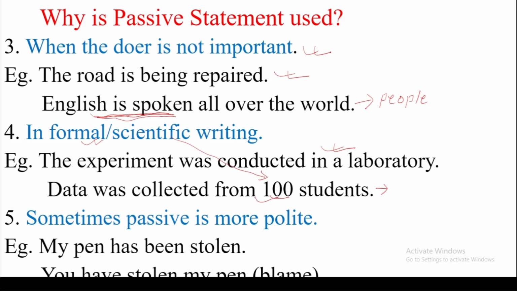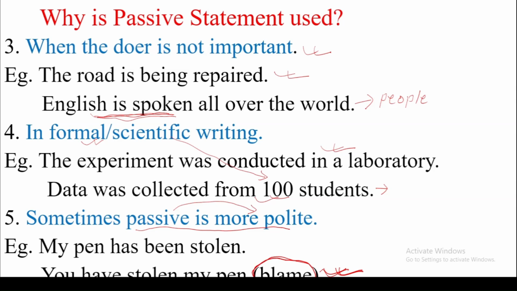The other is, sometimes passive statements are more polite than active statements. It means passive statements are more polite than the active ones. If you say to someone, you have stolen my pen, you have stolen my pen, if you say this sentence to someone, it means you are directly blaming him.